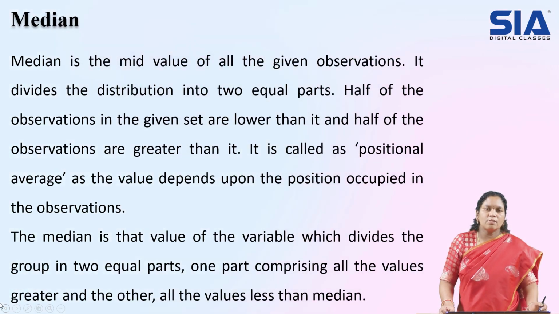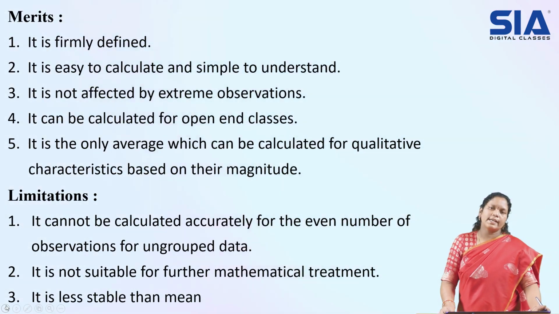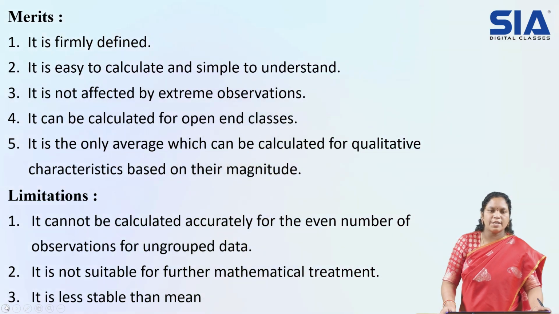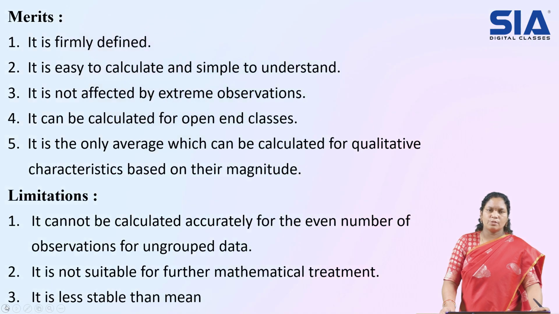So let us check the steps for individual data. Merits and limitations are also there. Let us check that, then we'll go for the problem on individual data, how it goes on. First let us check the merits and limitations. Merits are nothing but the uses of the median, where it is used, how it is used, like that.